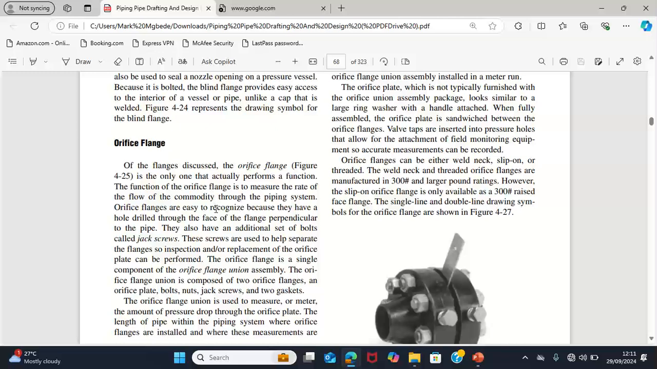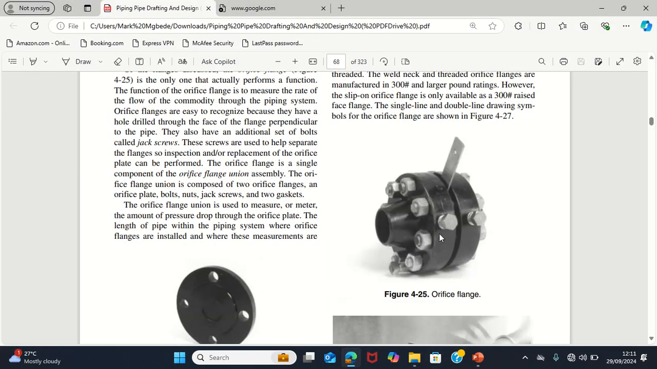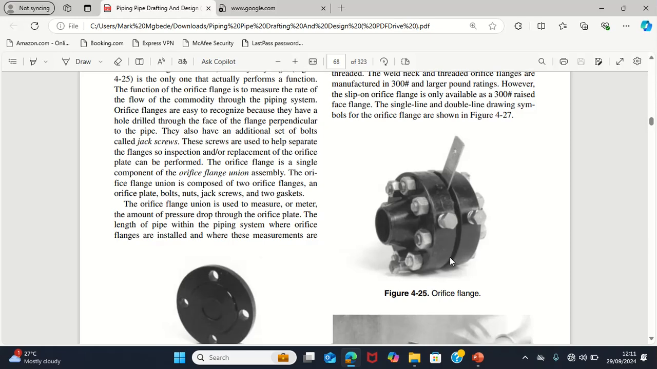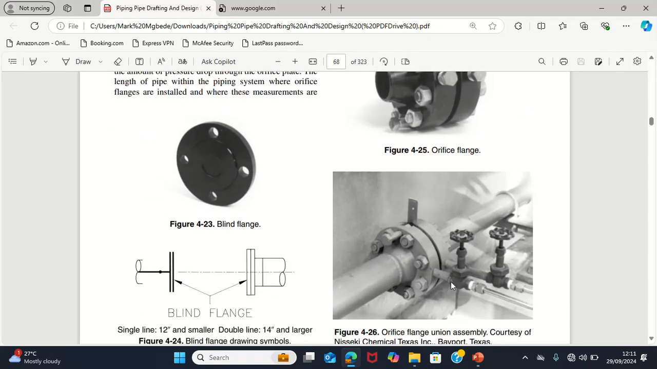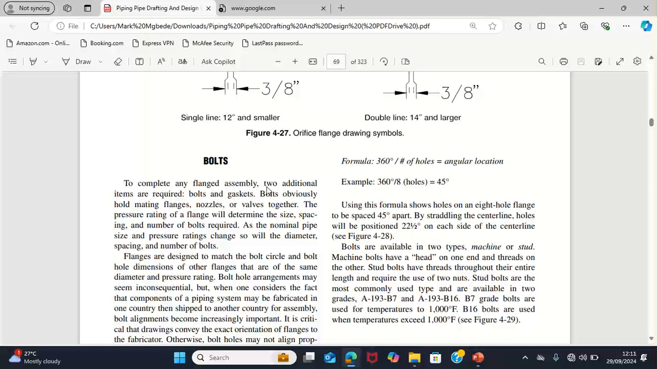Then we have your orifice. On this flange, like I told you, an orifice is a flange to flange connection that has a plate inside called the orifice plate, and that flange has a hole in it that is connected to a differential manometer to measure pressure or differential pressure between the lines. So that's just it. Or flow rate.